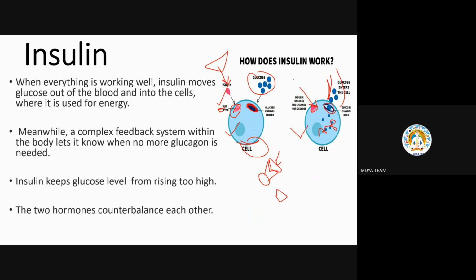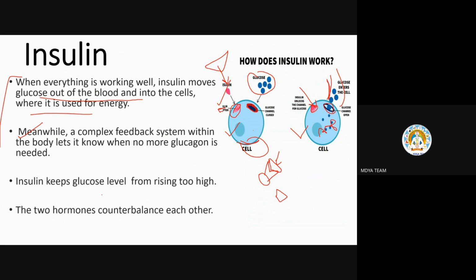Okay, this is the normal condition. This happens usually, so this is only written in words now. When everything is working well, insulin moves glucose out of the blood and into the cells. In a normal condition, insulin will take glucose to the cells. In this complex feedback system, when all the cells completely get their glucose, it will then go for storage also.